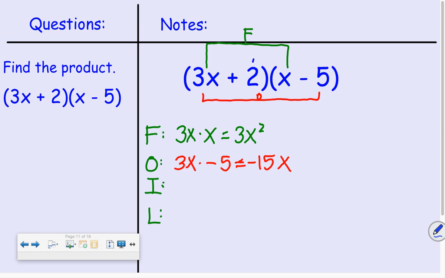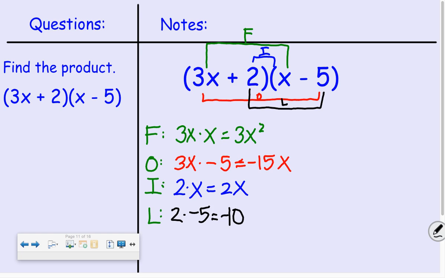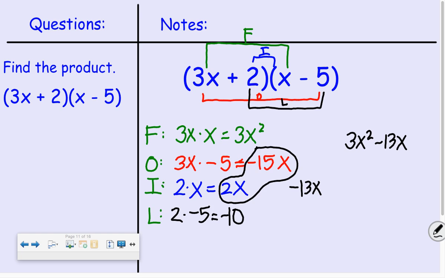My inner is 2 times x, which is 2x. And my last is 2 times negative 5. Make sure you always look at the sign in front of the number. All right, so my O and I combine to make negative 13x, because negative 15 plus 2 is negative 13. So then my answer is 3x squared minus 13x minus 10.